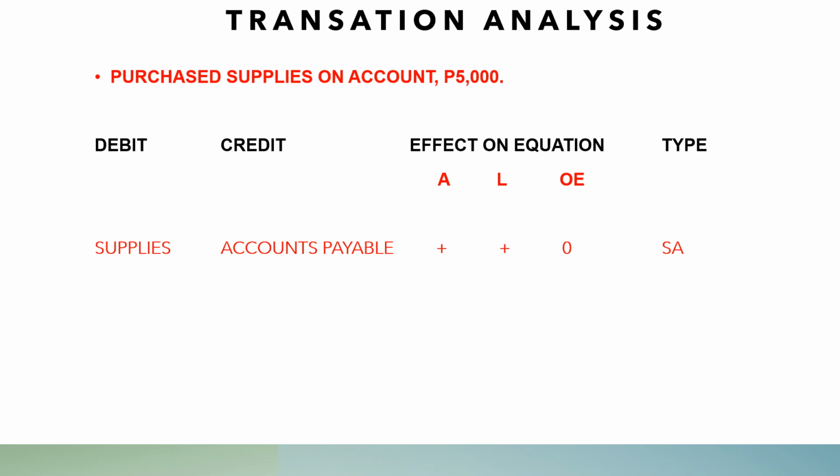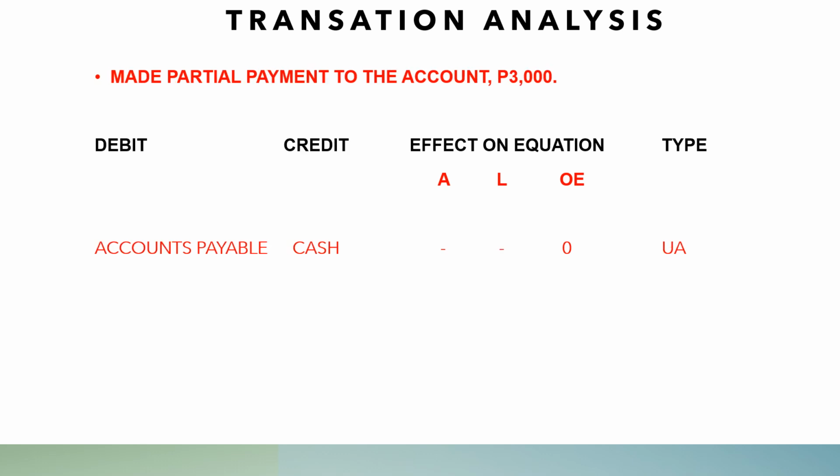So accounts payable is to be placed on the credit side because the increase side of liabilities is on the credit side. So in the accounting equation now, supplies increase, so assets increase, positive. Liabilities increase, so positive. And no effect on owner's equity since there is no account title here that represents owner's equity. So the type of transaction that has occurred is source of assets because assets increased.